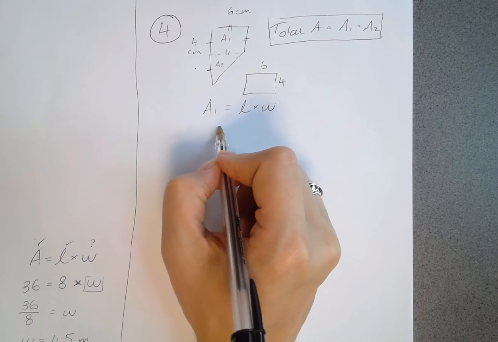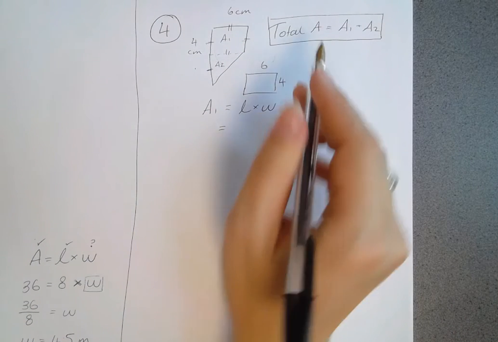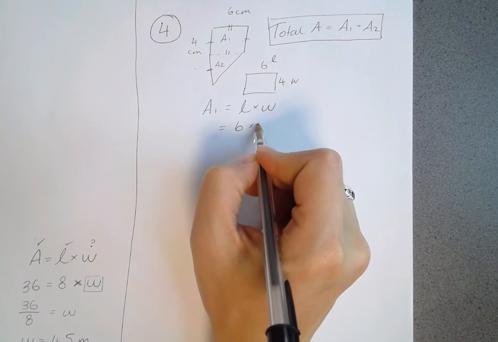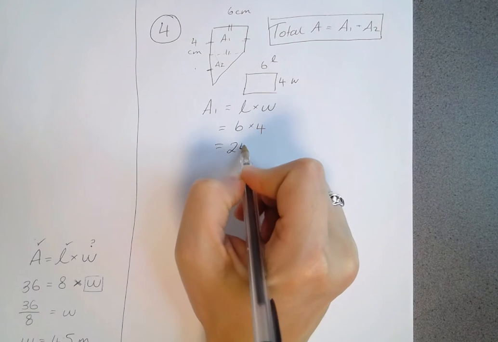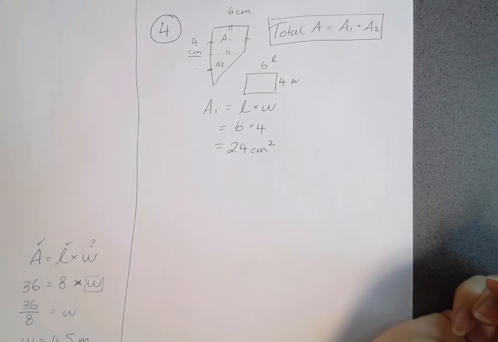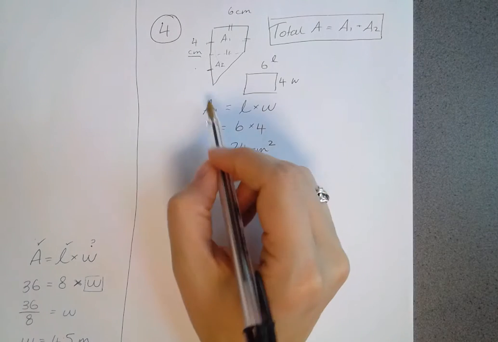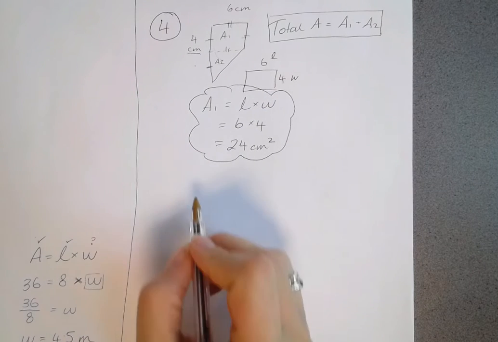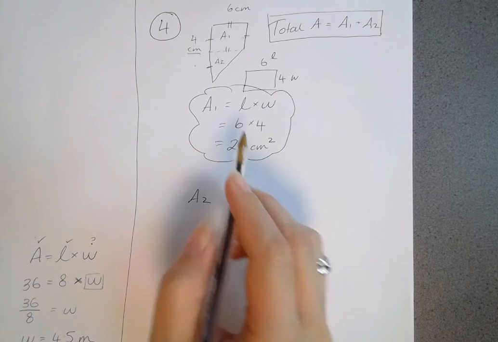So area 1 will be length times width, remembering that is our rule for area of a rectangle. Our length is our long one, so our length is our 6 and our width is our 4, so 6 times 4. We know that that equals 24. We're working in centimetres, so it will be 24 squared centimetres. So that's our area 1. First done. Okay, but now we need to start thinking about our second part, and area 2 is not a rectangle.